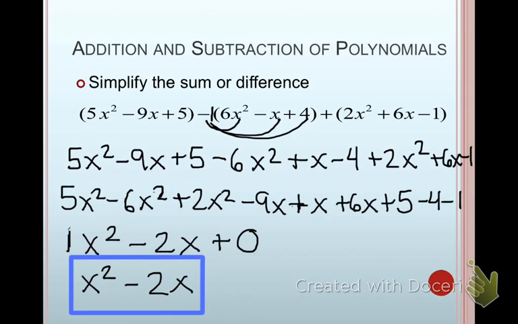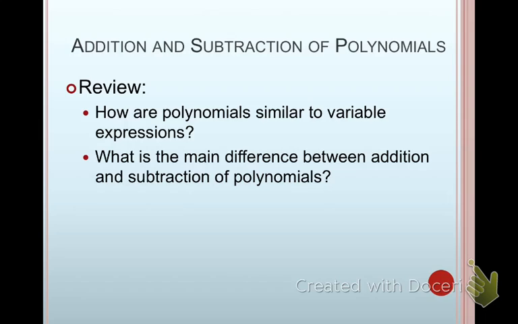Now at the bottom there, I ended up with 1x squared minus 2x plus 0, but I really don't need to write the 1 in front of the x squared, and I don't need to write the plus 0 at the end. So in my final answer, I just had x squared minus 2x. Nice job if that's what you got.